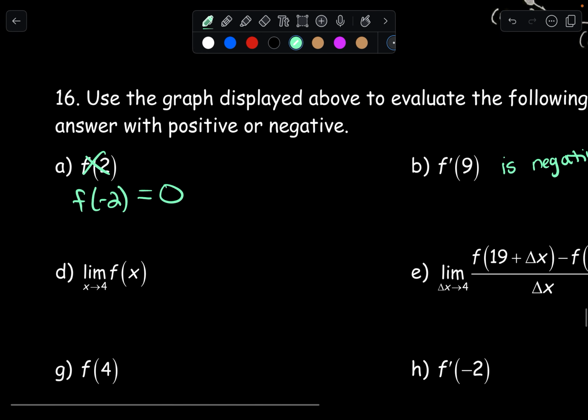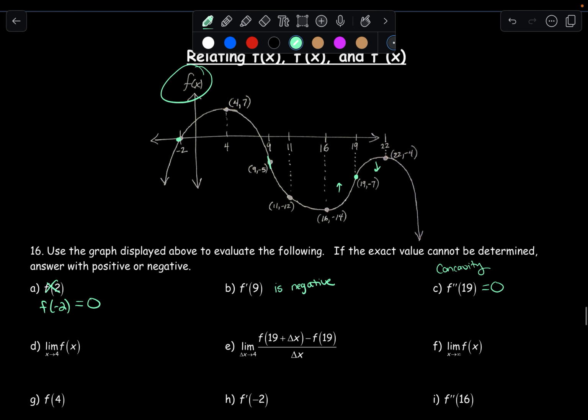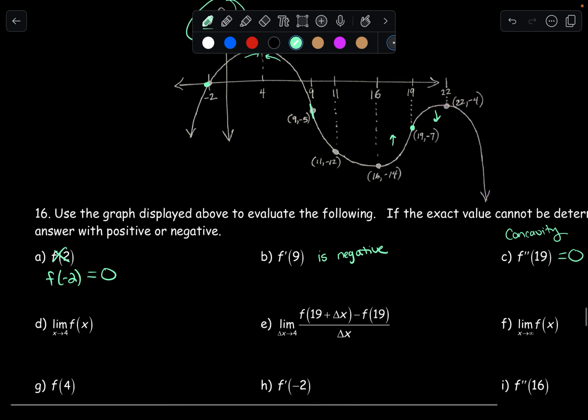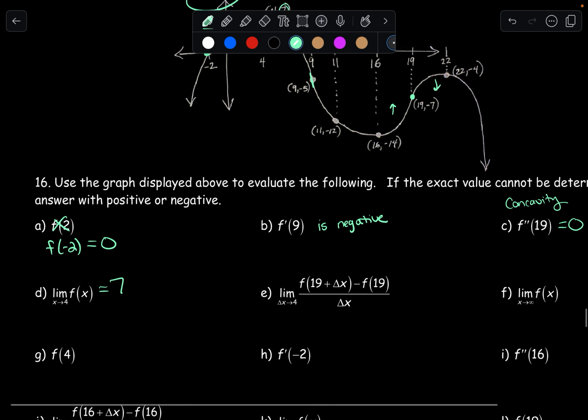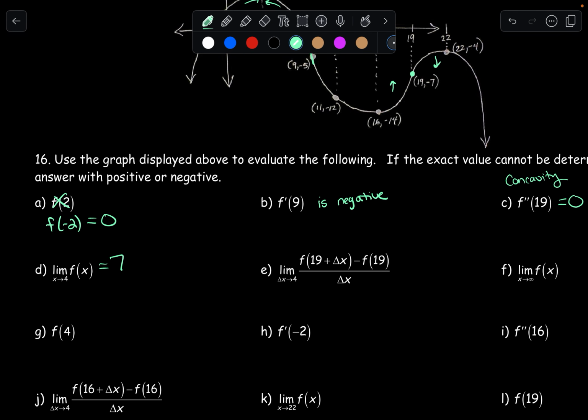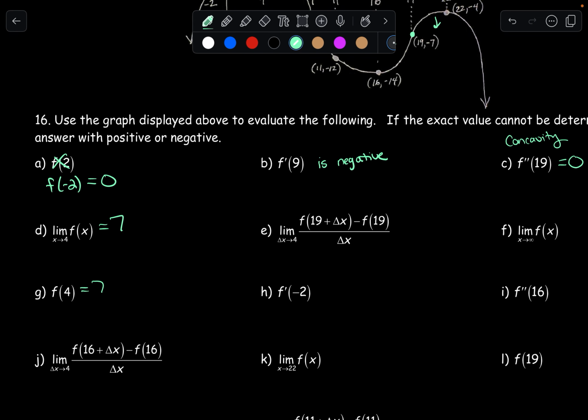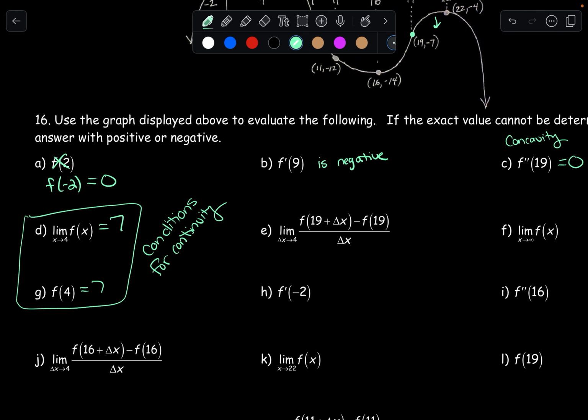All right, part D is the limit as x approaches 4 for f of x. If we look at 4, we can see that the function is approaching the same y value from both sides. So that means the limit is equal to 7. And if we look at G, this is asking, what's the output when x is equal to 4? The answer is also 7. And these two combined are actually the conditions for continuity, and we will talk about that more as we go through the next unit, okay?